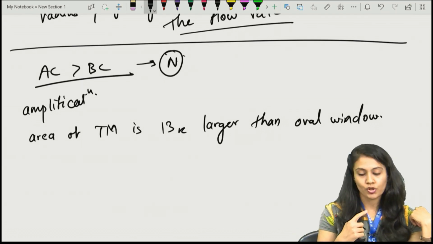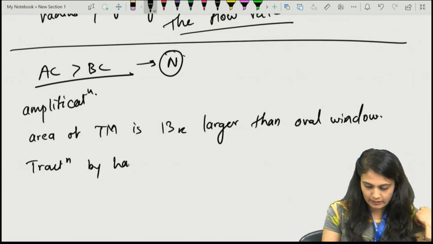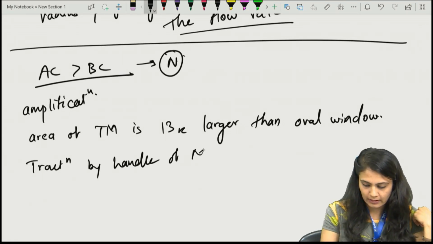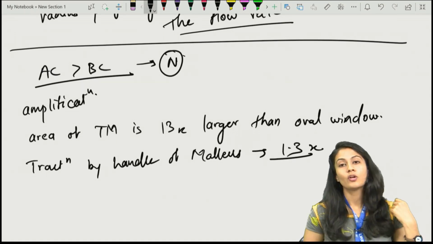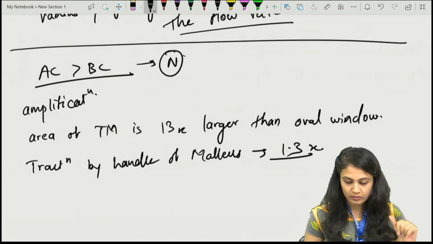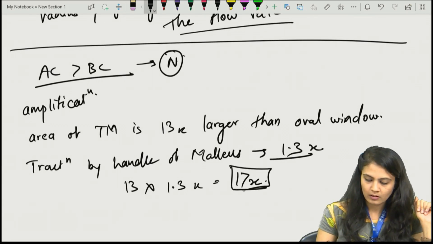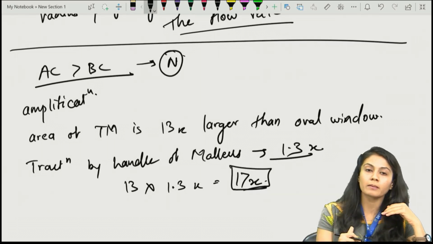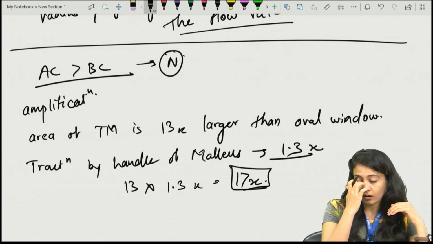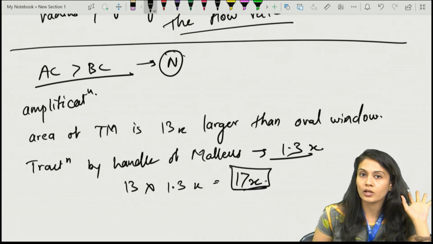The ossicular conduction, the traction by the handle of the malleus, will cause the sound to amplify 1.3 times. So 13 into 1.3 times, that is 17 times the sound is amplified whenever it comes through air conduction, that is through the tympanic membrane and the ossicular chain, malleus, incus and stapes, and then it goes to the oval window. What happens to bone conduction?